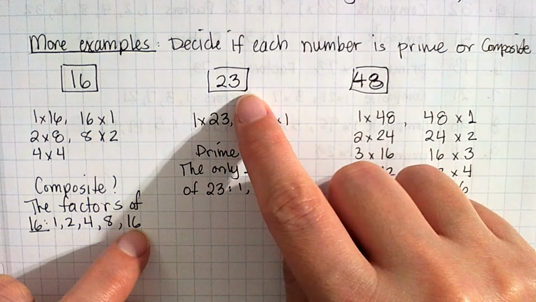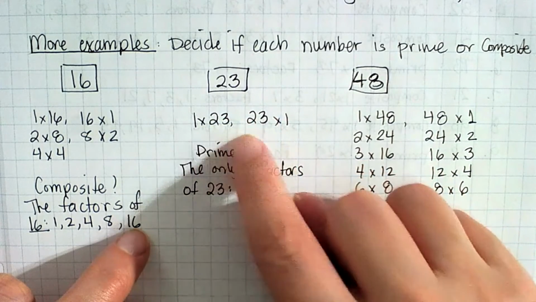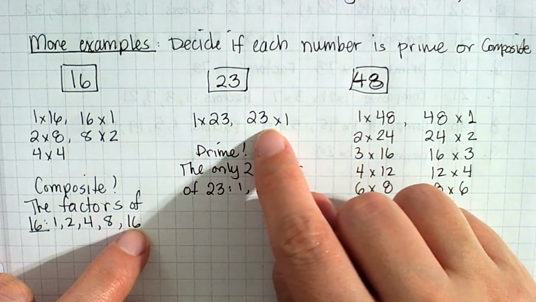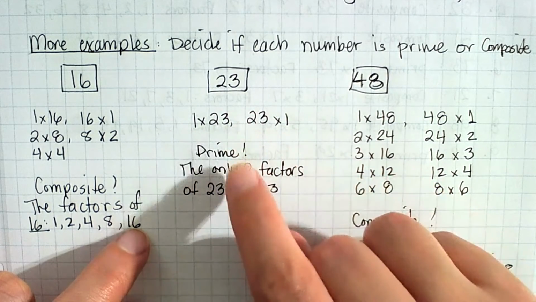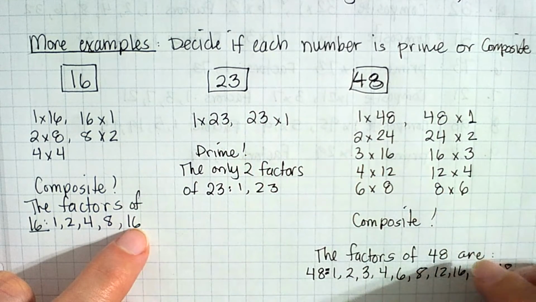Next, we have the number 23. The only way I was able to make 23 is 1 times 23 or 23 times 1. So the only factors of 23 are 1 and itself, which makes it a prime number.